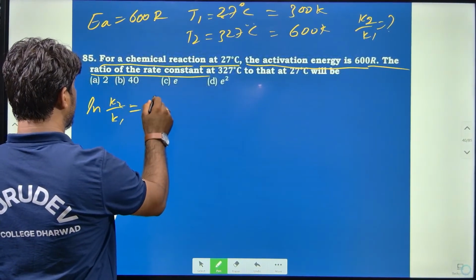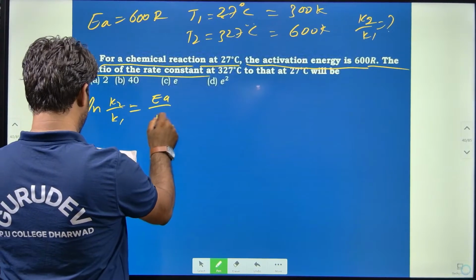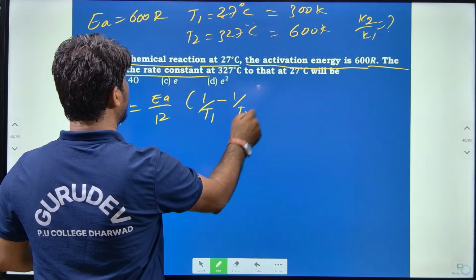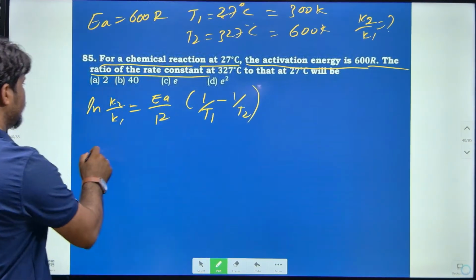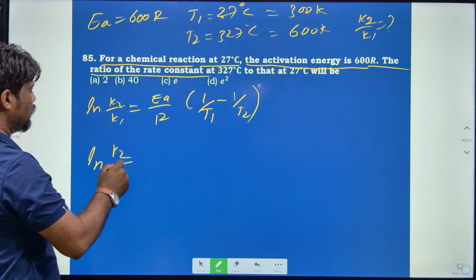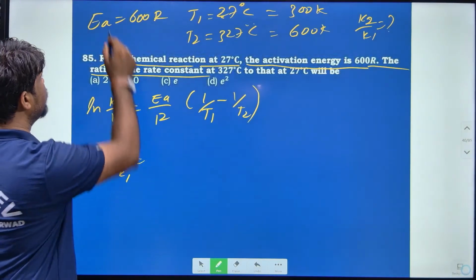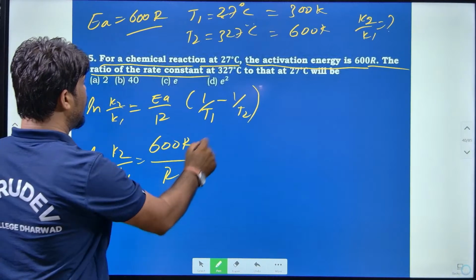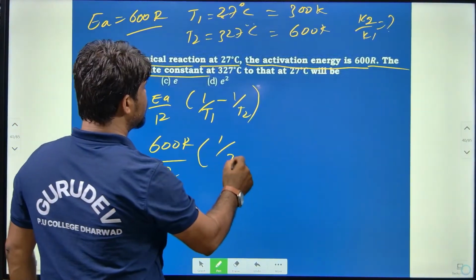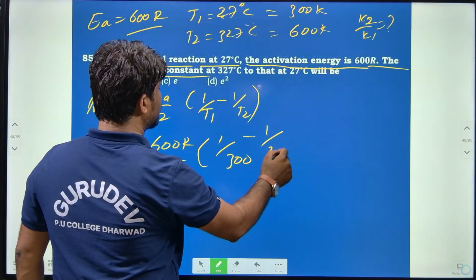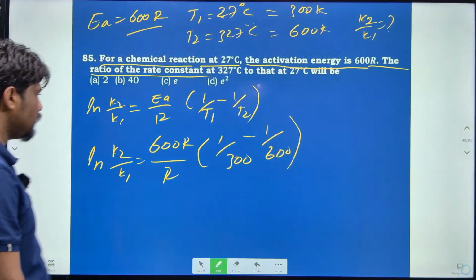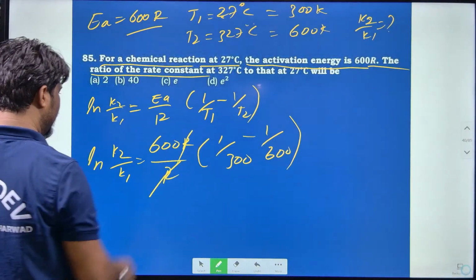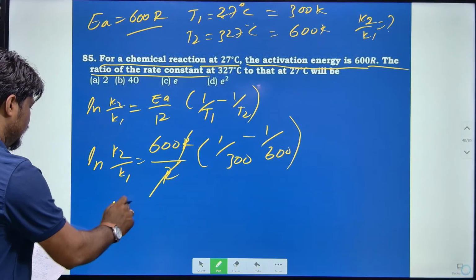ln of K2 by K1 is equal to E_a divided by R into 1 divided by T1 minus 1 divided by T2. Then substitute the value: ln of K2 by K1 is equal to E_a, as already given, 600 R divided by R into 1 divided by T1, that is 300 Kelvin, minus 1 divided by 600 Kelvin. On further simplification, R gets cancelled.